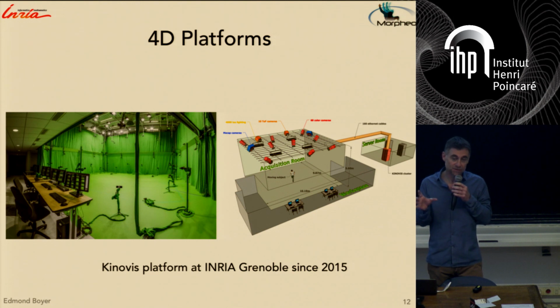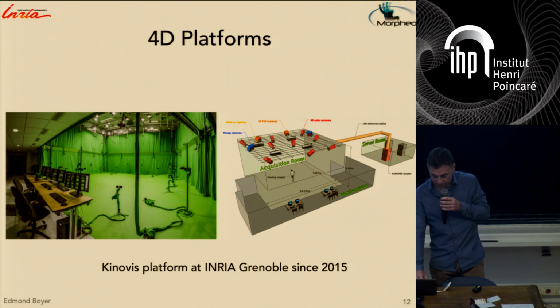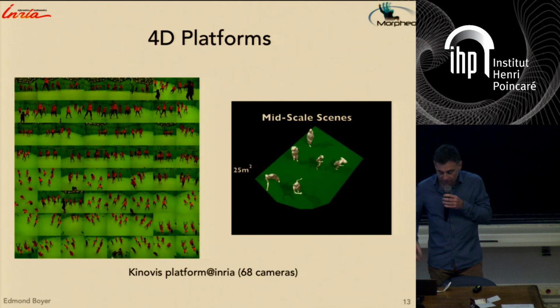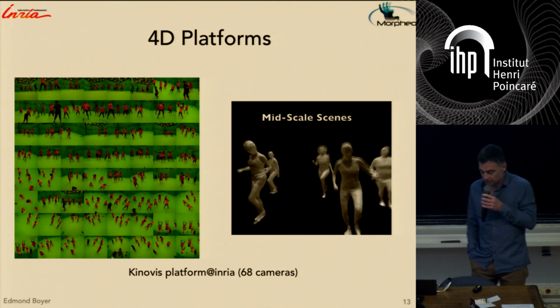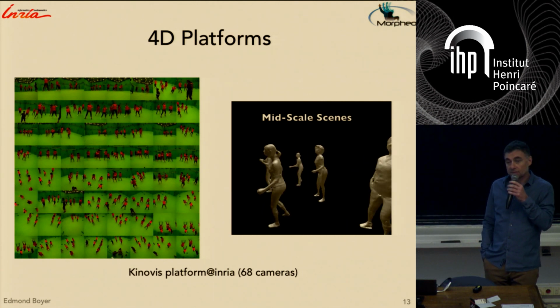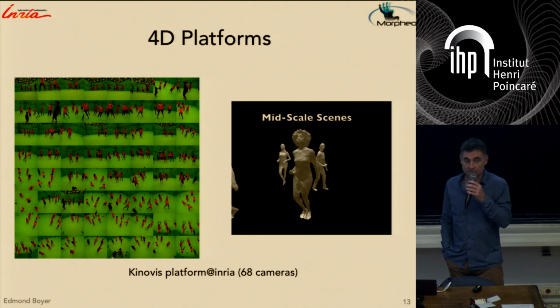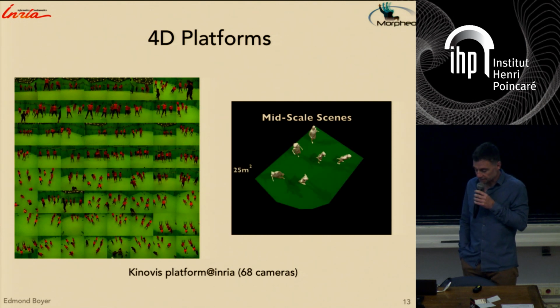One of the characteristics that is very important with this kind of platform is the acquisition space. It's the size of the space where you can capture information. In our case, it's a pretty big acquisition space, almost 8 meters by 4 or 5 meters, which is bigger than the Microsoft platform, for instance. This is a typical example of the kind of scene we can capture. You have the 68 videos on the left, and the captured scene on the right.